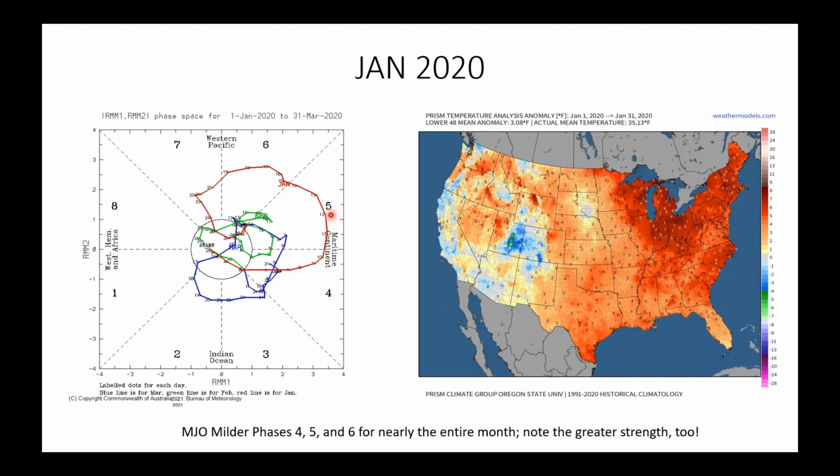Look at the red line here. The MJO was passing through the milder phases, 4, 5, and 6. See that? For the majority of January, and it was strong in amplitude. This thing was strong. Look how far away it is from the center of the diagram, this red line in January of 2020. And look at what you had as the results.